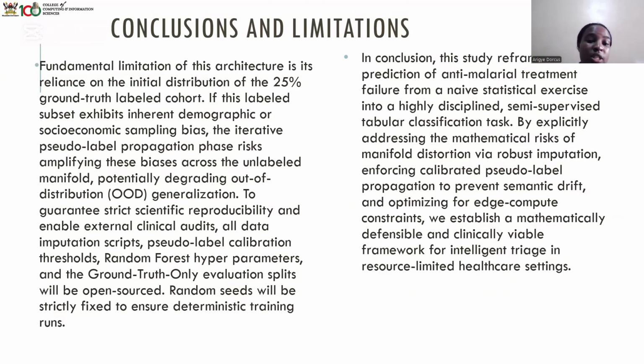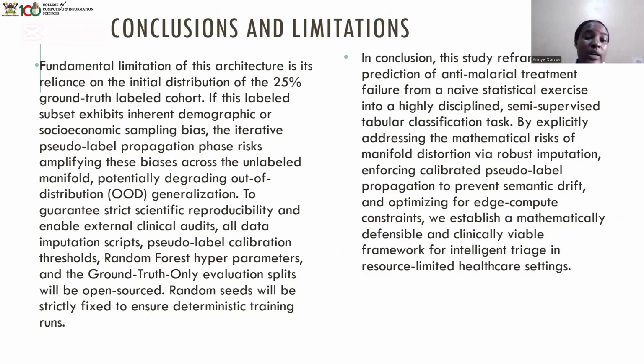One limitation of this study is the possibility of bias within the initial labeled dataset. If the original 25% labeled records do not fully represent the broader patient population, pseudo-label propagation may unintentionally amplify those biases. To improve transparency and reproducibility, we intend to open-source all scripts, enforce deterministic evaluation procedures, and fix random seeds for external clinical auditing.